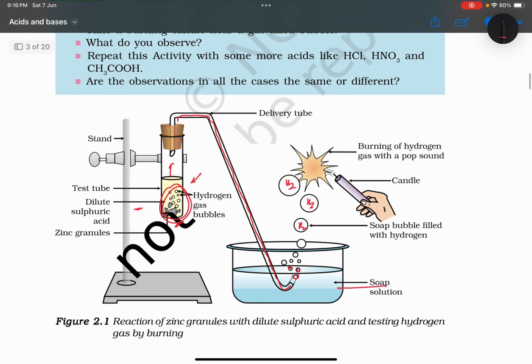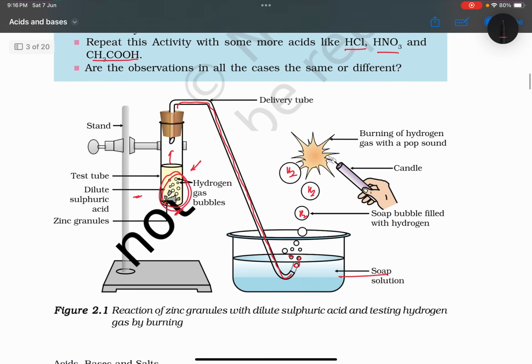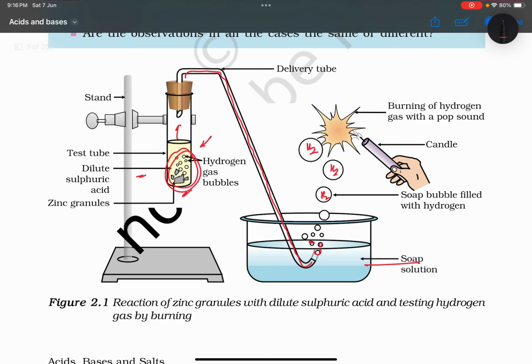Repeat the activity with some more acids like HCl, HNO3 and CH3COOH. Are the observations in all the cases the same or different? Same. See what happened here? This is all the apparatus, stand. Test tube, dilute sulfuric acid, zinc granules are added here.